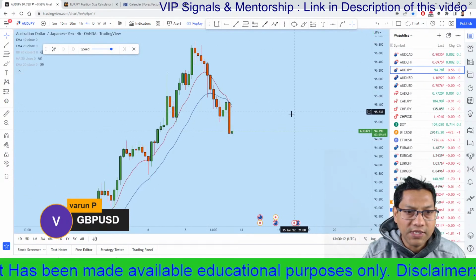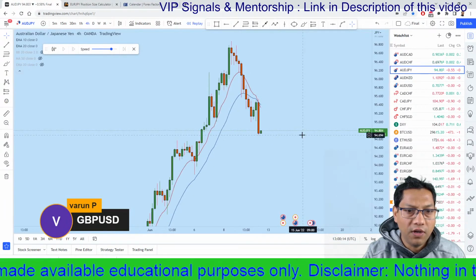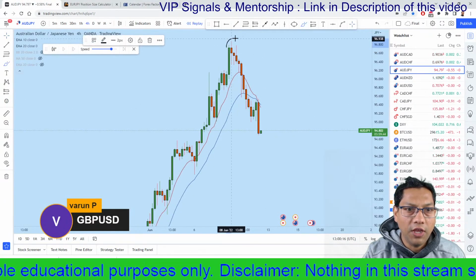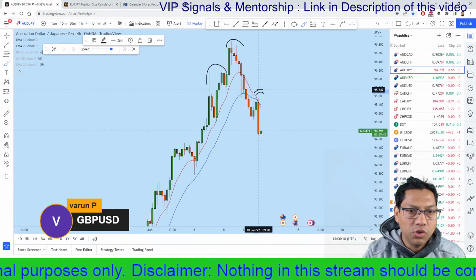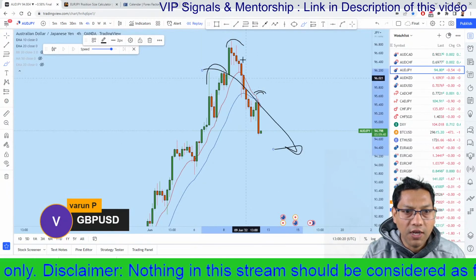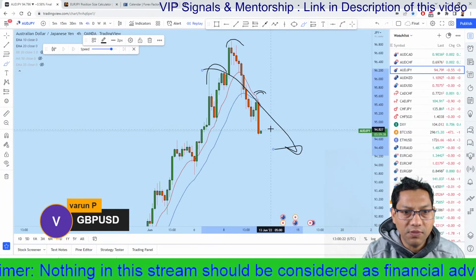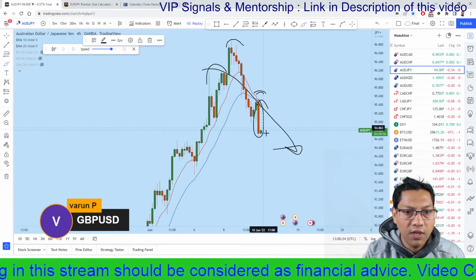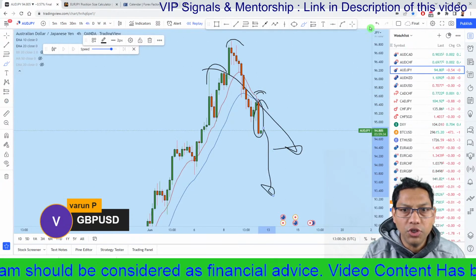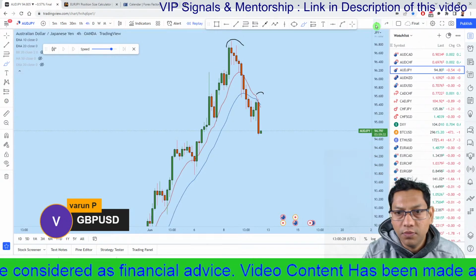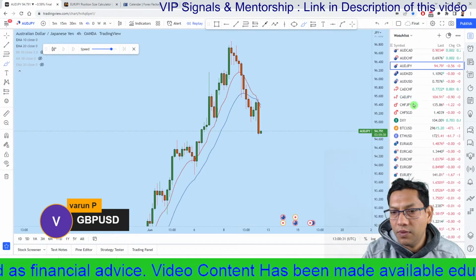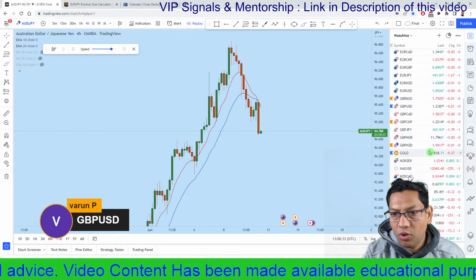USDJPY has created a bearish engulfer. So there is a head and shoulder on USDJPY as well, so Aussie yen is also bearish. Currently we saw there is a head and shoulder. The price broke down with a bearish engulfer, and we can expect a continued drop. Okay, so that is the situation with all these pairs.